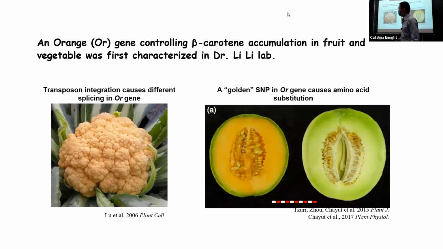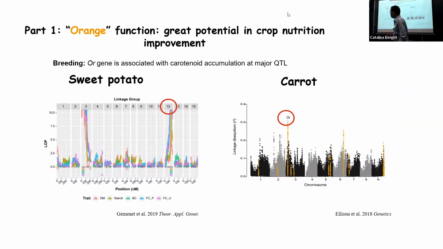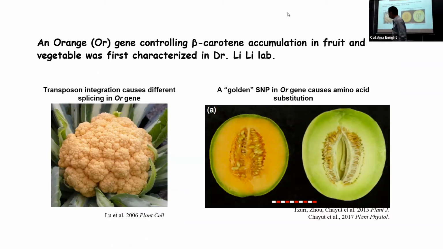I'm a research associate in Dr. Li's lab. Our lab mainly works on crop nutrition. The Orange gene was first cloned in cauliflower. In cauliflower, a transposon insertion caused different splicing of the Orange gene, and finally induced chromoplast formation and a huge amount of carotenoid accumulation in cauliflower curds.